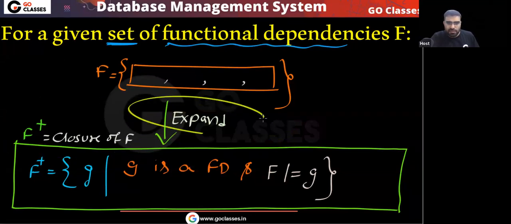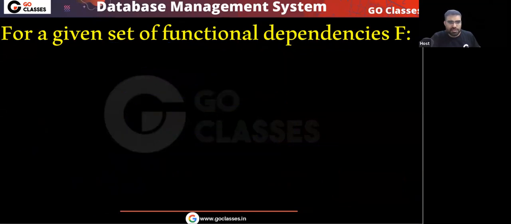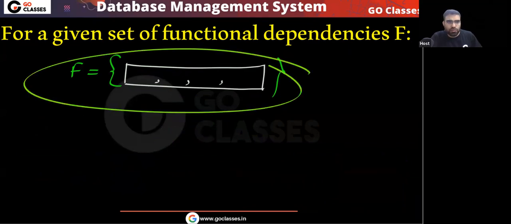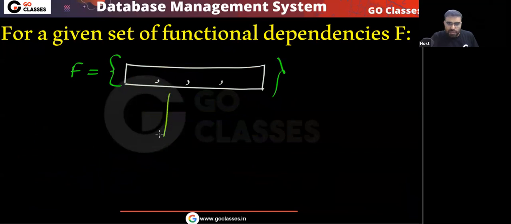What is the other direction? Instead of expanding, what can we do? We can reduce, we can shrink, yes or no? Instead of expanding, if you have this set of functional dependencies, here you have many functional dependencies, then instead of expanding, we can shrink, or we can reduce. This F I can shrink. Agree? Please tell me, is this clear?